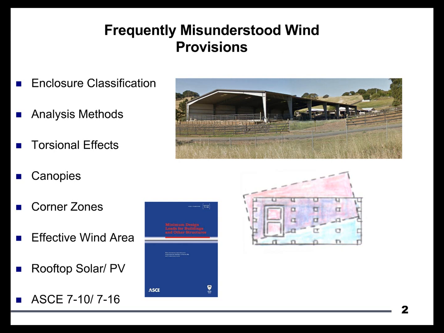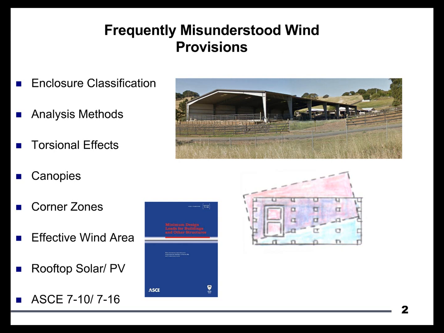The next is canopies, and that's something that we as practicing engineers deal with day in and day out, yet historically the code has been very silent on an appropriate wind force to put on a canopy. We'll talk about corner zones very briefly, in addition to effective wind area, and that's a term that's unique to the wind code, similar to tributary area, but with some nuances, so we'll focus there.